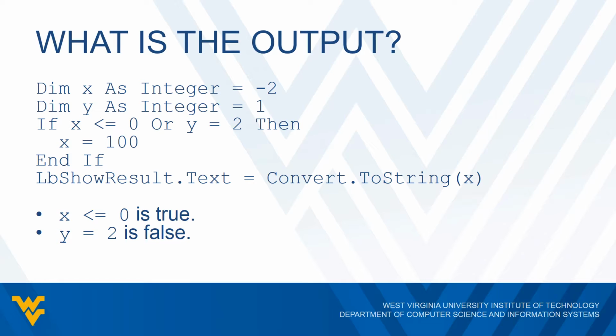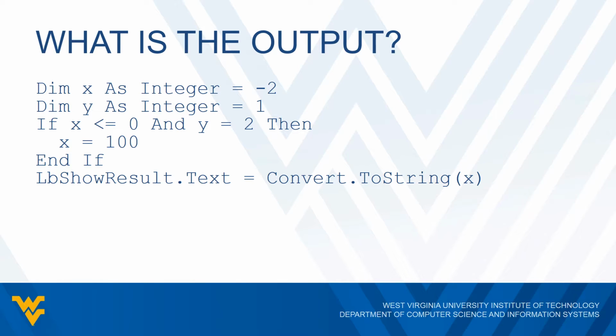This is going to be false because y is 1. So since we have true or false, that's going to be true. So we go inside the if statement and set x to 100. So when we store the value of x in our label, our output is going to be 100.